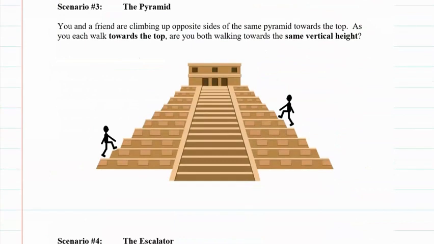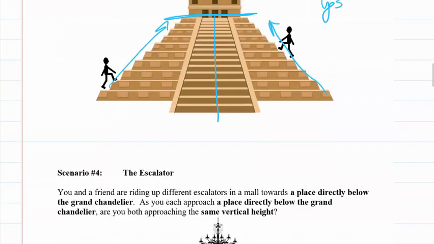A third scenario is you're at the pyramids, and one person is walking up one side of the pyramid, and another person is walking up the other side. As you both walk towards the top, the question is, are you walking towards the same vertical height? That answer would be yes, because you're both going to the same height above the ground.